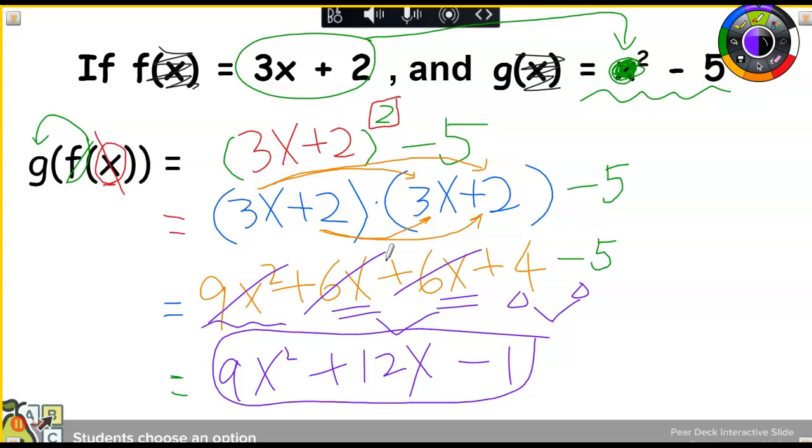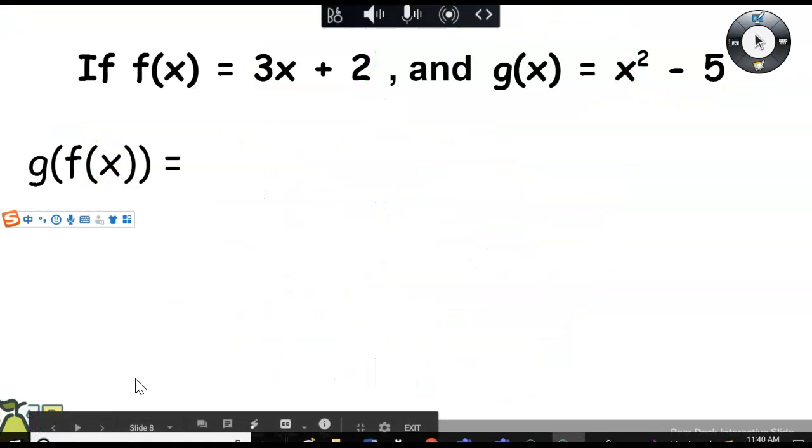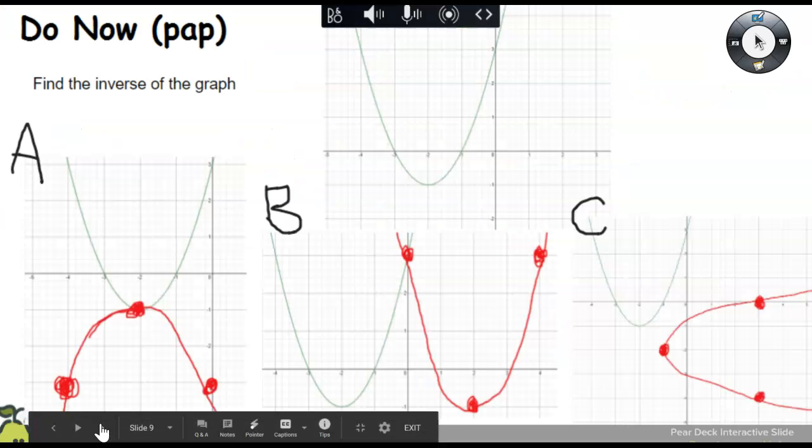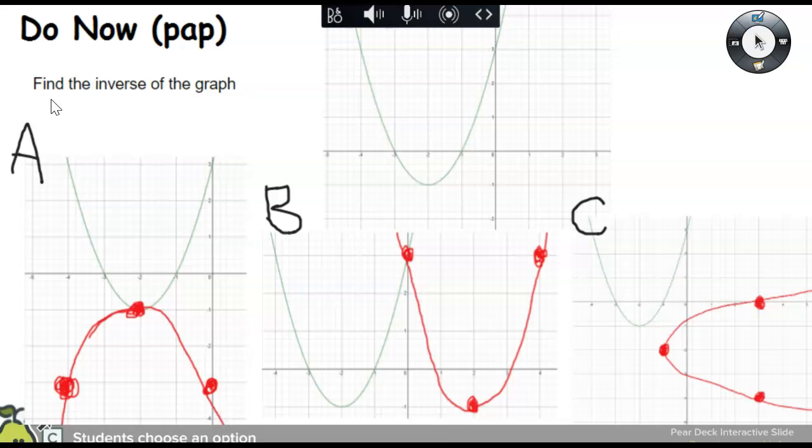Okay? So if your square is outside of the parentheses, you're going to double the parentheses and multiply 4 times to get rid of them and combine like terms. So that's it about composite function. Now let's look at inverse function.